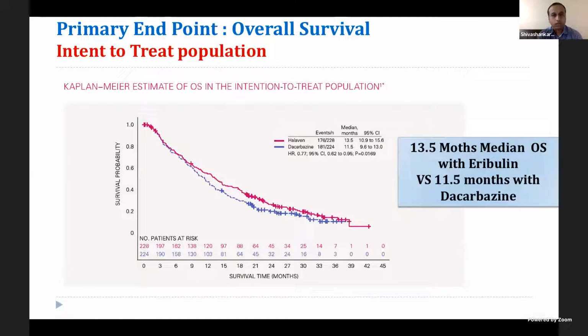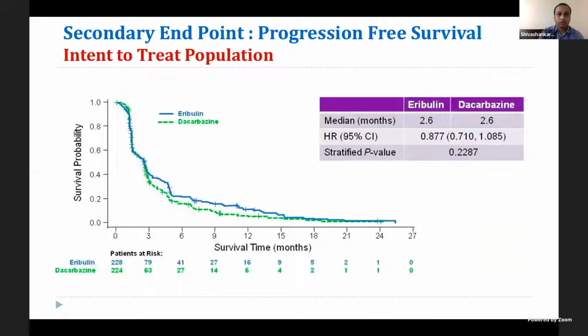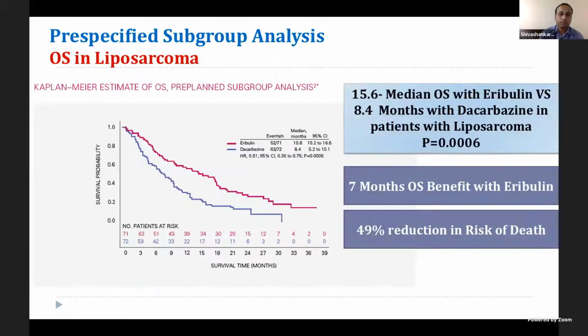If you look at the overall population, eribulin had improved the median OS from 11.5 months with dacarbazine to 13.5 months with eribulin. In the intent-to-treat population, the progression-free survival was almost similar. But if you look at the pre-specified subset analysis, particularly in the liposarcoma, the magnitude of benefit was huge. We all know that drugs work very rarely in liposarcoma.